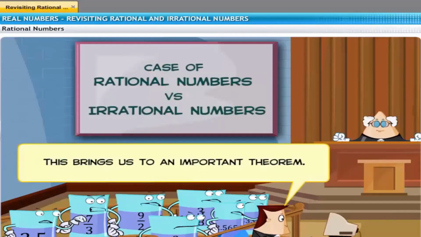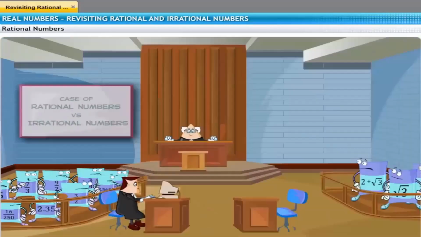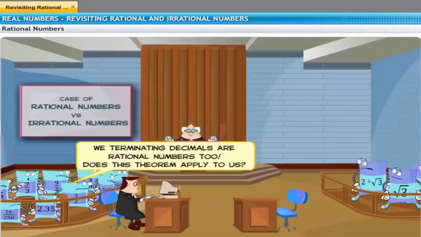Mr. Public Prosecutor has introduced a theorem that says that if P upon Q is a rational number such that the prime factorization of Q is of the form 2 raised to the power of A into 5 raised to the power of B, where A and B are positive integers, then the decimal expansion of the rational number P upon Q terminates. Does this theorem in any way apply to rational numbers written as terminating decimals?